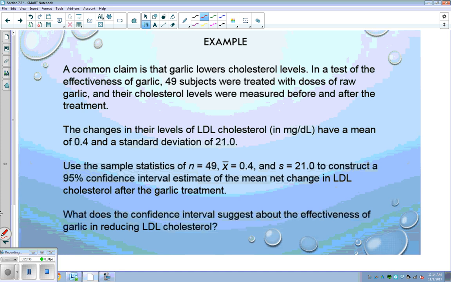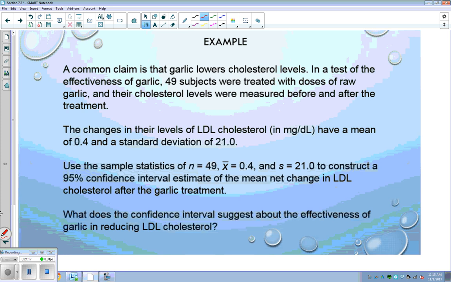So I've heard this before, that a common claim is that garlic lowers your cholesterol levels. So they did a test for the effectiveness of garlic. There were 49 subjects. I've met the restrictions because my n is 49, so I don't have to worry about whether it's normally distributed. The 49 subjects were treated with doses of raw garlic, and their cholesterol levels were measured before and after the treatment.